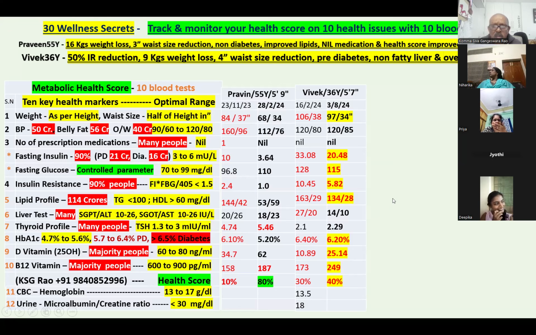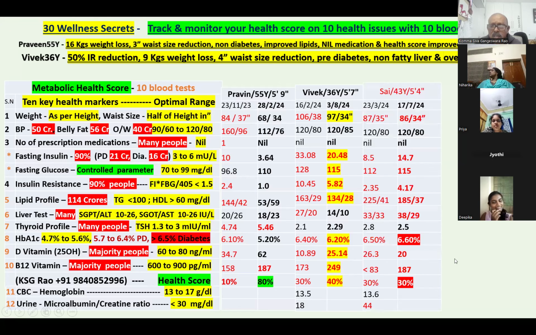So this is what it is. There is one more case study. He is another gentleman, but he has not improved. Look at this guy. He has just 1 kg loss only.